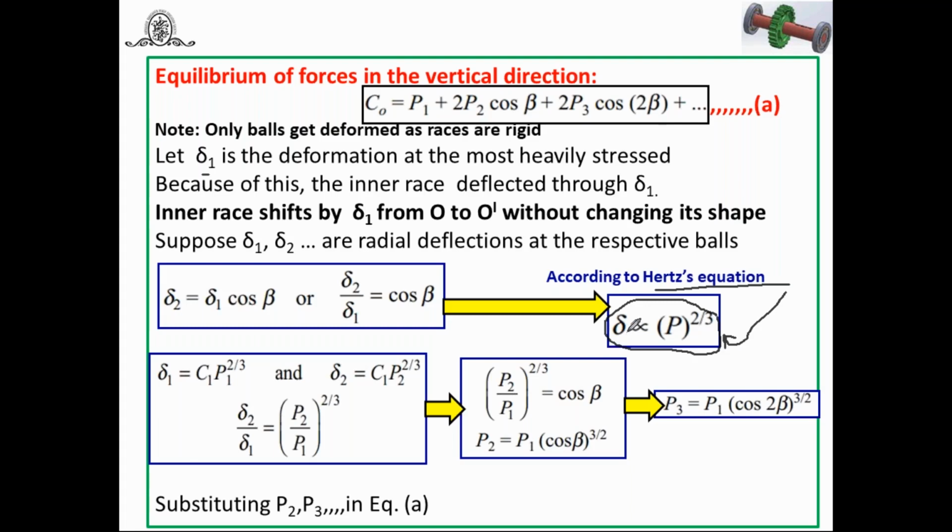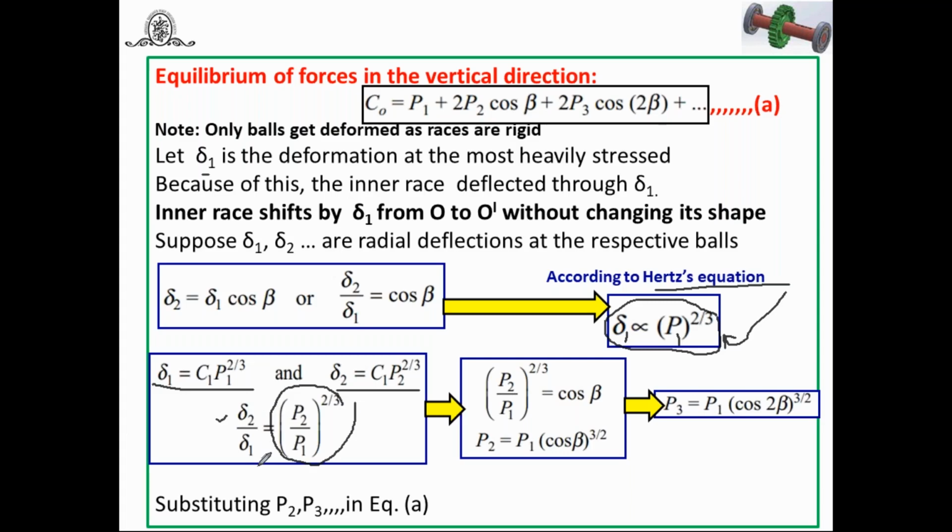For ball 1, the load is P1. Similarly, for ball 2, delta 2 becomes P2. So you can write delta 1 is equal to C1 into P1 raised to 2 by 3. Delta 2 is the deflection in ball 2, C1 into P2 raised to 2 by 3, where C1 is the constant. Try to understand. And then you can take the ratio of delta 2 by delta 1. You will get the ratio P2 by P1 raised to 2 by 3.